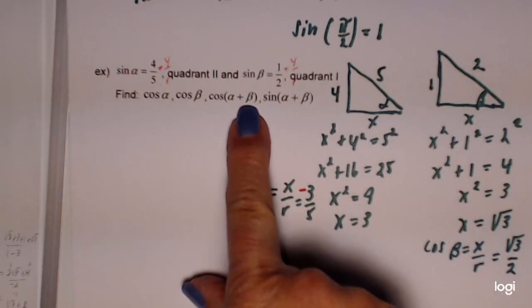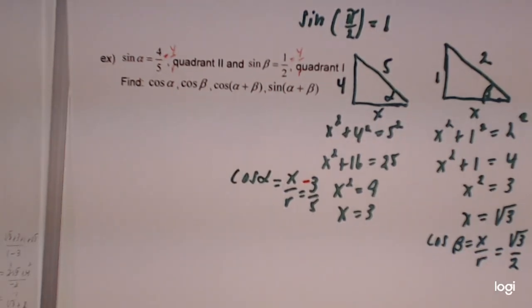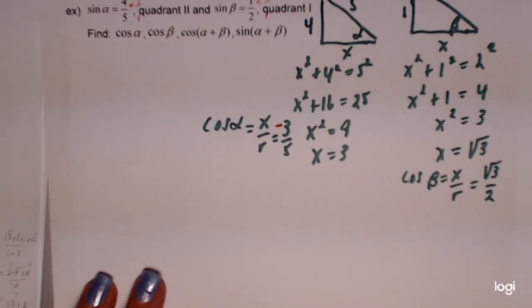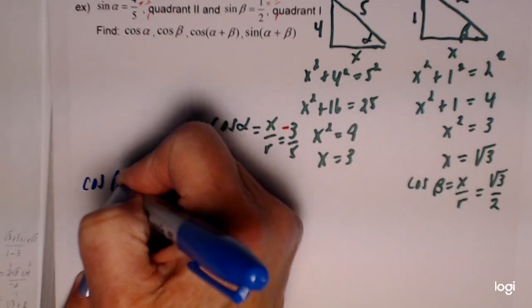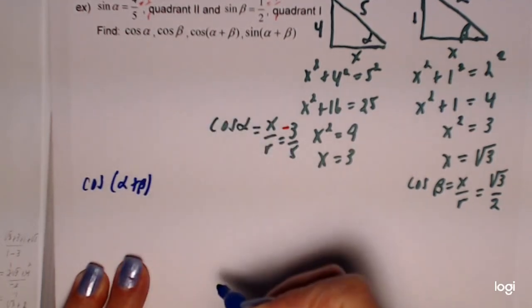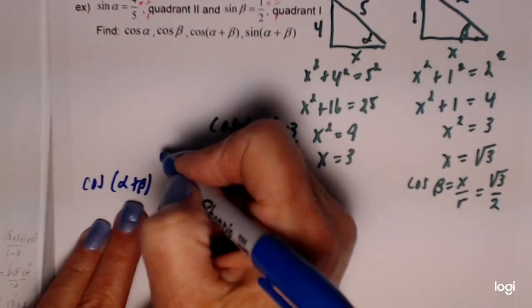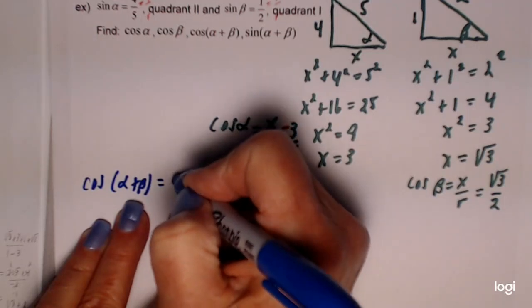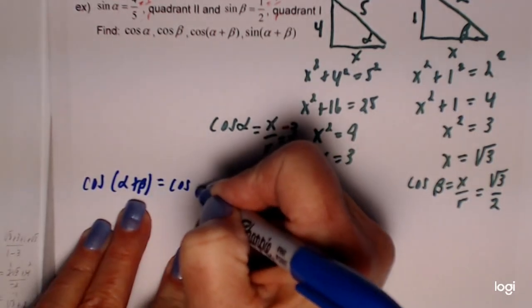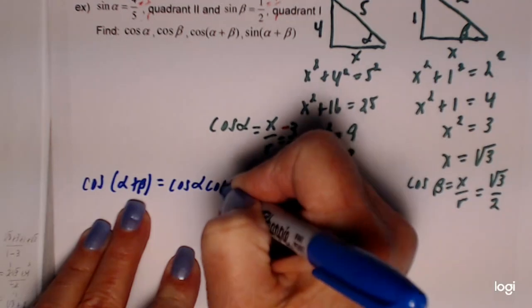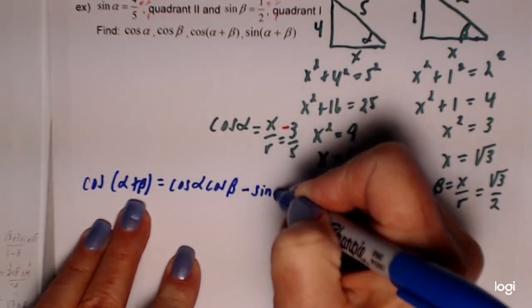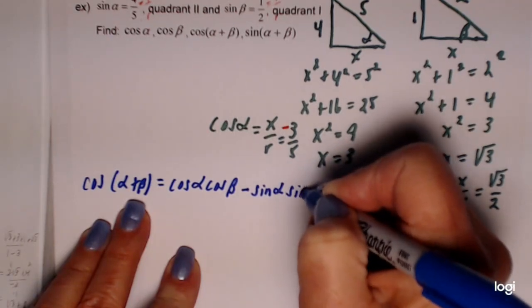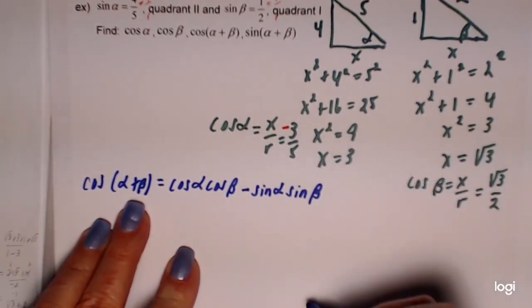So we need cosine of alpha plus beta. I'm going to write the formula. The more you see it, you'll be more comfortable with it, and maybe you'll even remember it. It's the cosine of alpha times the cosine of beta minus the sine of alpha times the sine of beta.